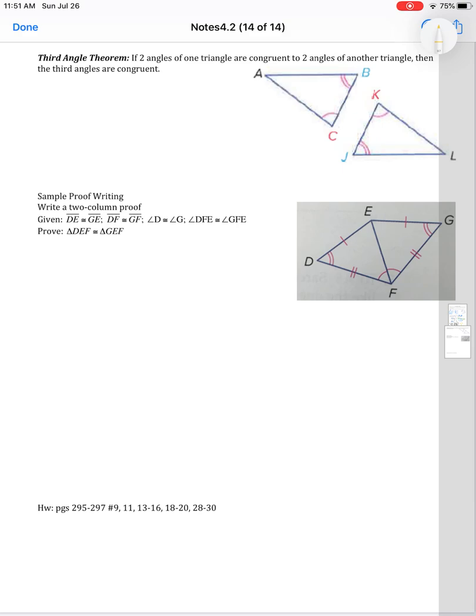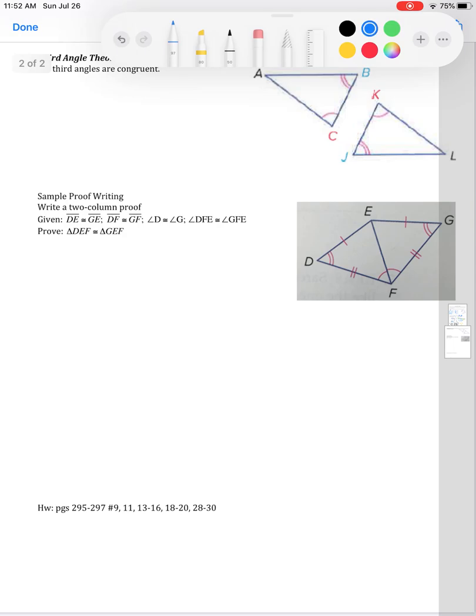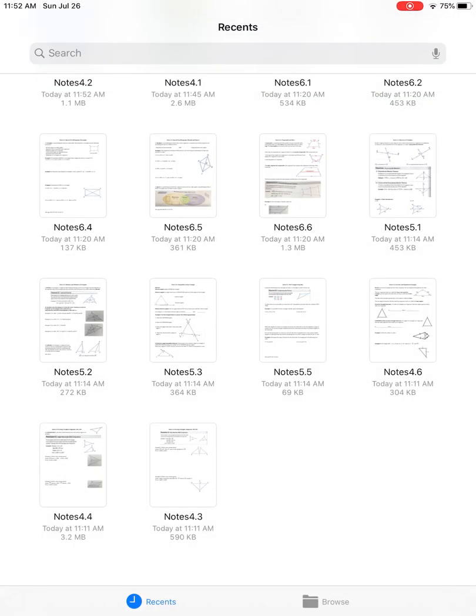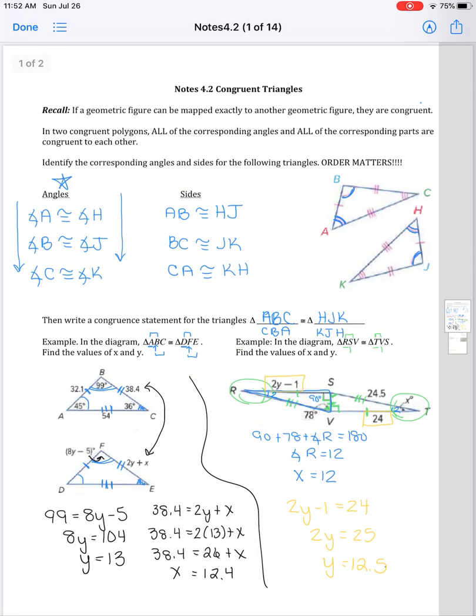So there's part 1. And then for y, if I use a different color here, we see that this matches up with this. So we can say that 2y minus 1 is equal to 24. 2y equals 25, which means y is equal to 12.5.